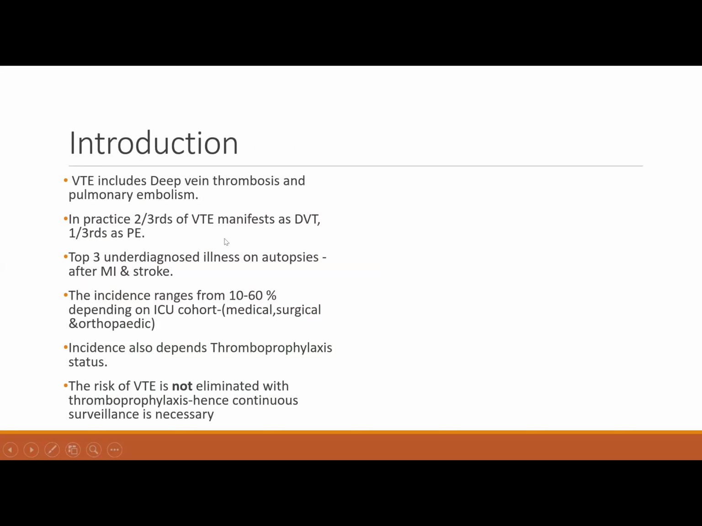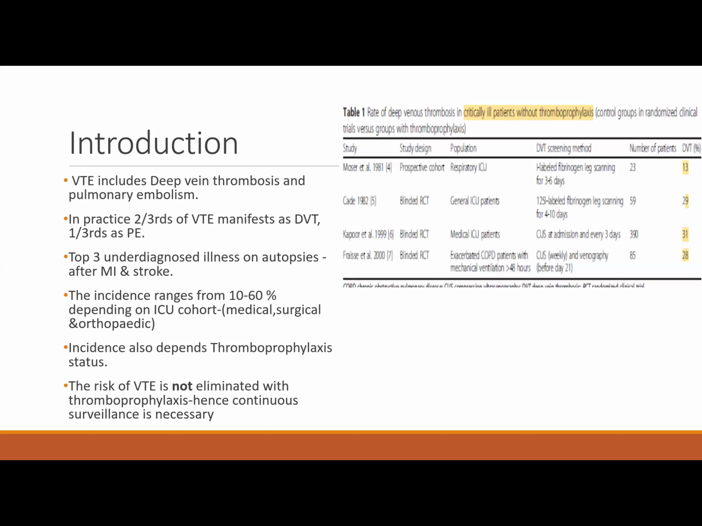Coming to the introduction, VTE includes deep vein thrombosis and pulmonary embolism. In practice, two-thirds account for DVT and one-third for PE. It is among the top three underdiagnosed illnesses on autopsy after MI and stroke. The incidence ranges from 10 to 60%, depending on the cohort of patients under study, and also depends upon the thromboprophylaxis status.